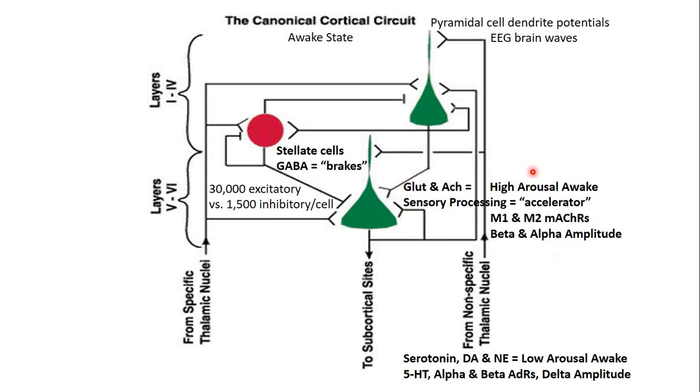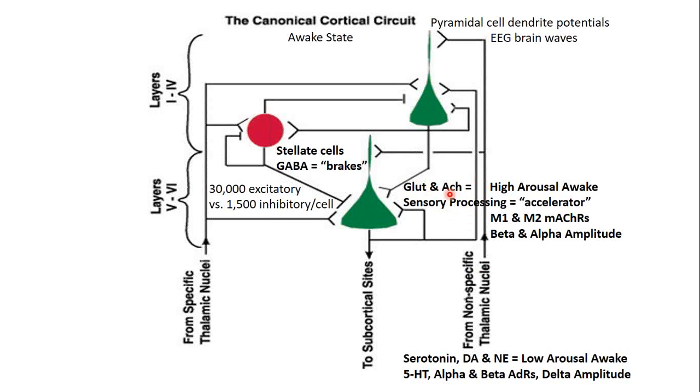Now, we have a balance. We have a fast accelerator and we have a slow accelerator. Obviously, we would associate a fast accelerator in the cortex with a high arousal state. So when a person is awake, we have to differentiate between being awake and being asleep. Basically, right now, we're just talking about awake. We'll talk about sleep later if we have time. But in a high arousal awake state, we have these pyramidal neurons, and their neurotransmitter is primarily glutamate, the excitatory neurotransmitter.